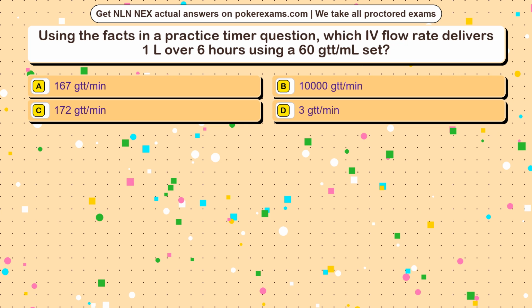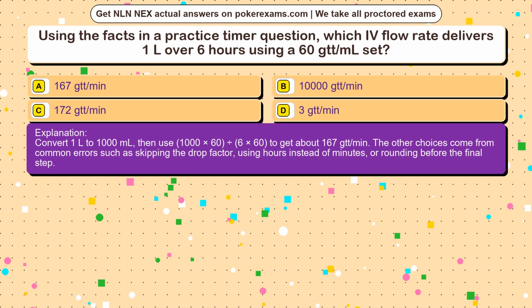The correct answer is option. Convert 1 L to 1000 mL, then use 1000 times 60 divided by 6 times 60 to get about 167 gtt/min. The other choices come from common errors such as skipping the drop factor, using hours instead of minutes, or rounding before the final step.